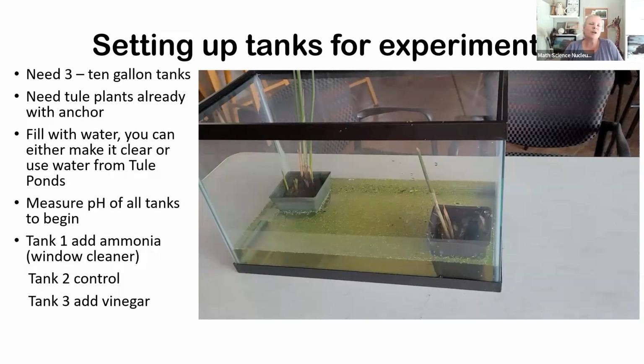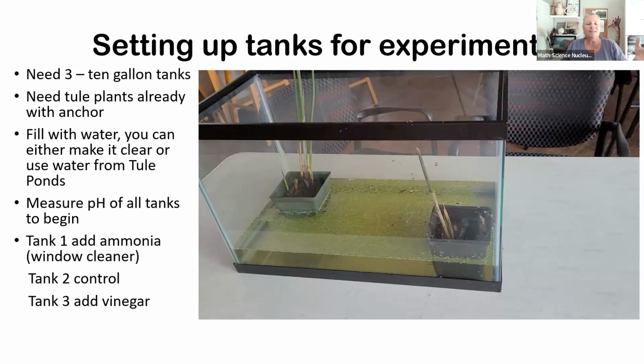But as we go through our experiment, you're going to have one tank that's the control that doesn't have anything else in it except for the tules and the water. The water can either be tule water like this. You see how it's got some algae in it, it's green, with little plants floating on the top called duckweed, or you can use clear water from your sinks. That's your choice. Your class can decide how they want to do it. So one tank is going to be your control. You're not adding anything to it.